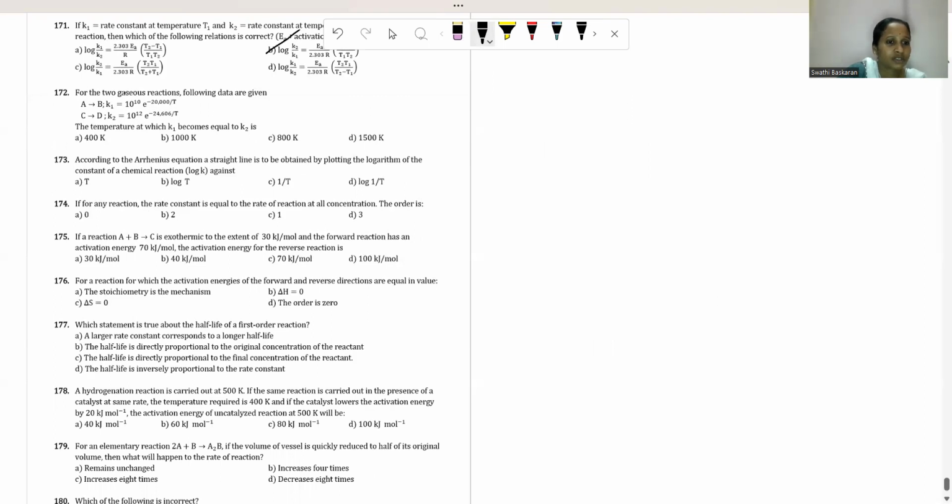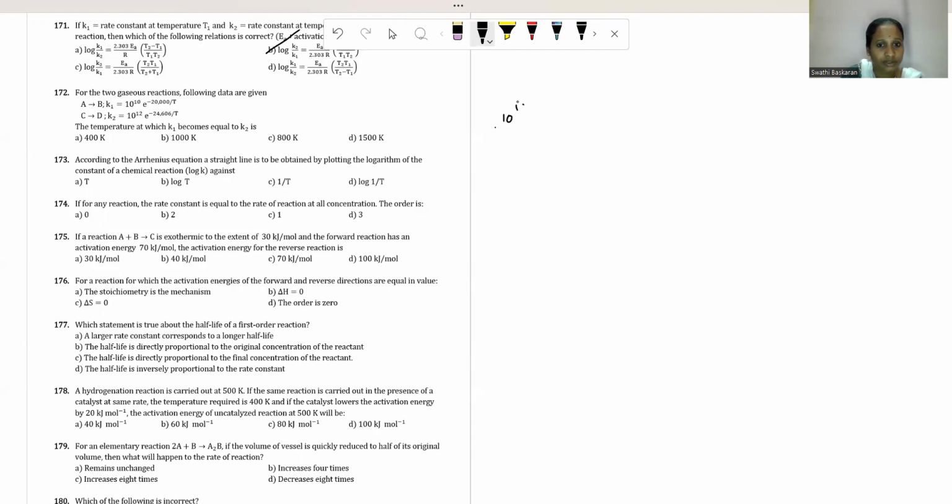Coming to 172, for the two gaseous reactions, the following data are given. K1 and K2 in terms of the Arrhenius equation have been given. The question is: at what temperature does K1 become equal to K2? So basically we need to equate these two values. Let us now start the equating.